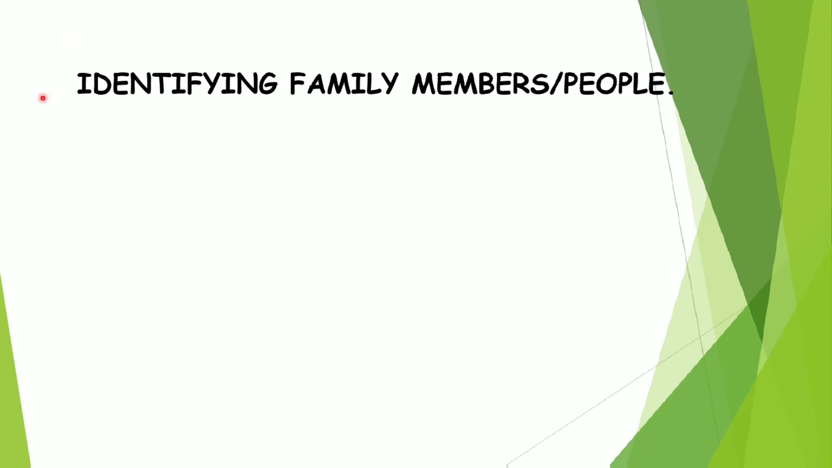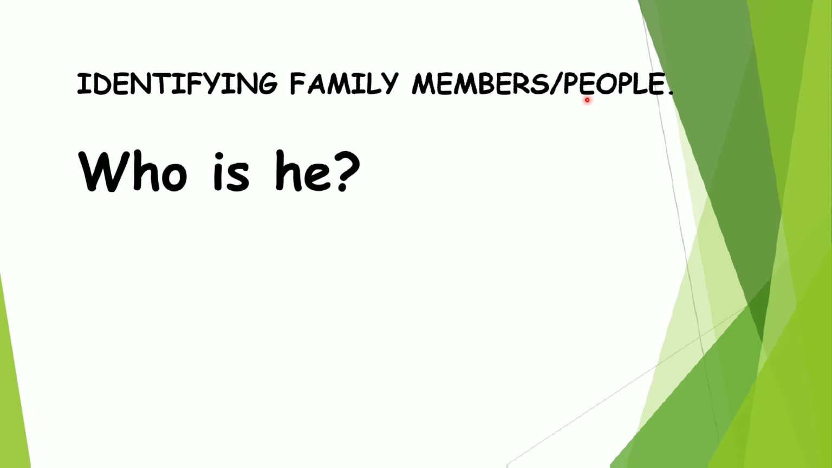And then we moved on to identifying family members, or we can also say people. In this part, we were introduced to the question who. We said we use who when we want to find out who the person is, in relation to people or persons.